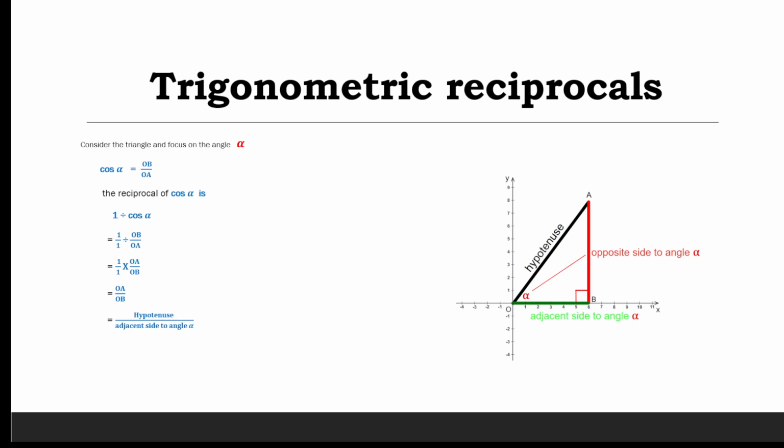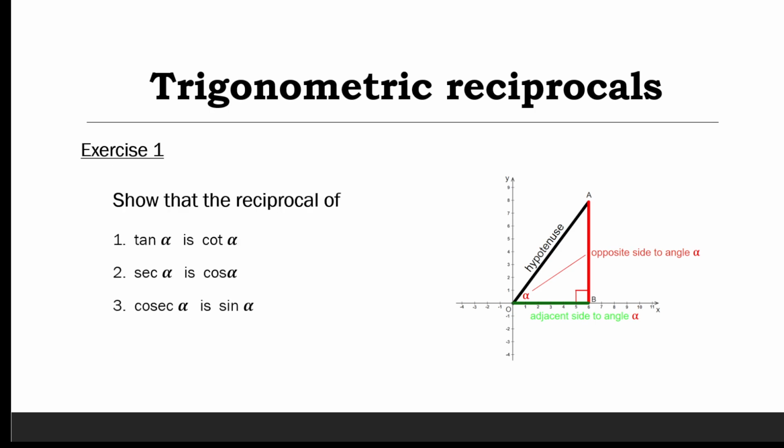OA is our hypotenuse, OB is the adjacent side, and that says to us that the reciprocal of cos alpha is sec alpha. Going forward, every time we are required to state the reciprocal of cos alpha, we will mention it as sec alpha. There is an exercise for you: find the reciprocal of tan alpha, to show that it is cot alpha, show that the reciprocal of sec alpha is cos alpha, and show that the reciprocal of cosec alpha is sine alpha.